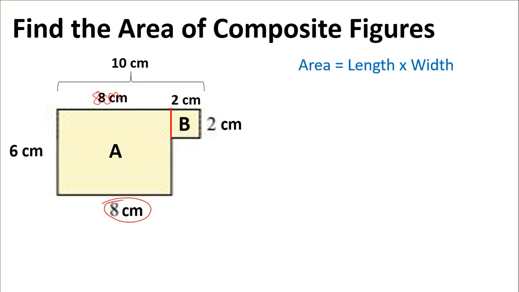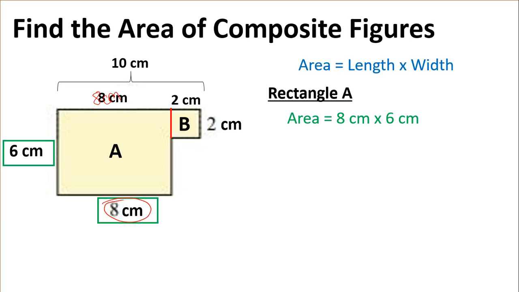Remember, the area formula is length times width. So we're going to find the area of rectangle A first. The length is 8 centimeters. The width is 6 centimeters. So the area is going to be 8 centimeters times 6 centimeters, which is 48 centimeters squared.